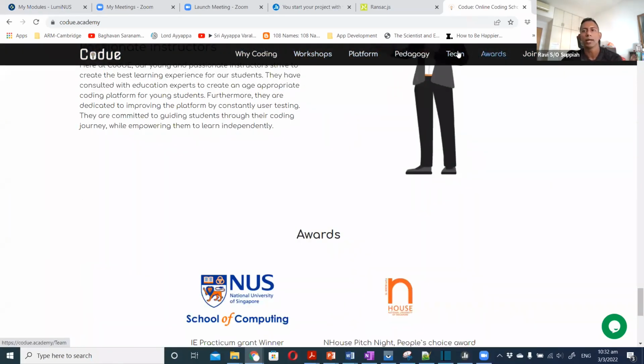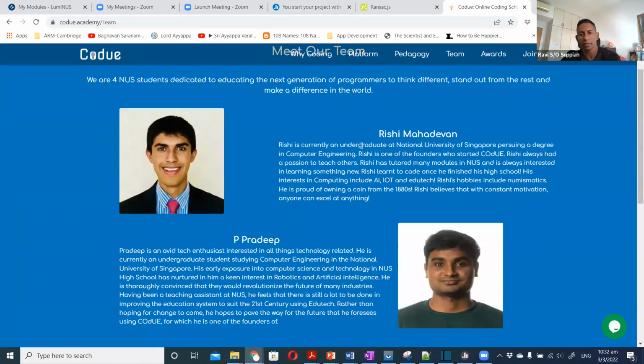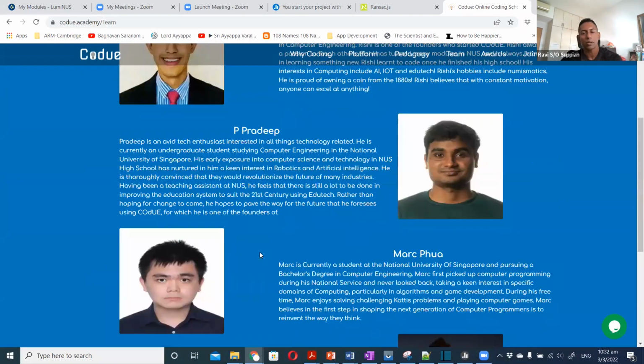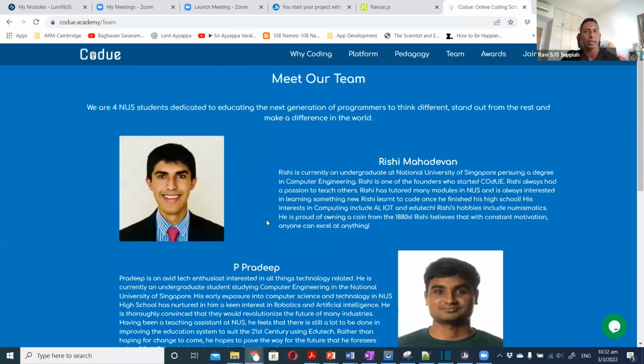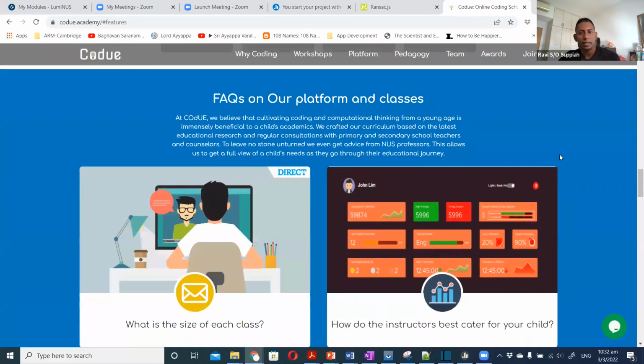If you look at the team, these are all our CEG students. He's just about to graduate. This is the team. They're all our CEG students, and I was the advisor while they were building up this platform. Like I said, it shows you that you don't have to be a CS student to create a CS business. Even though they're CEG students, they came up with this idea, and so far it's going well.